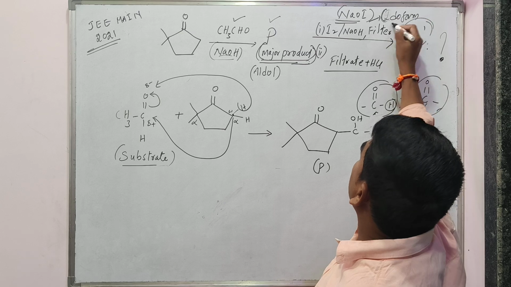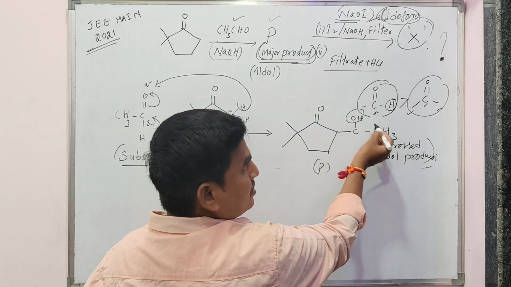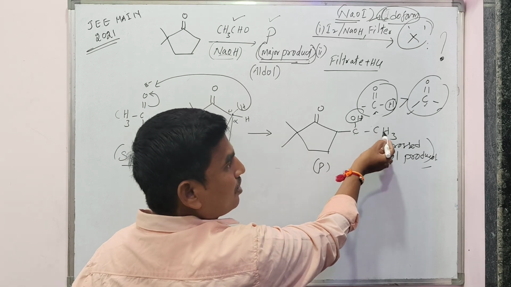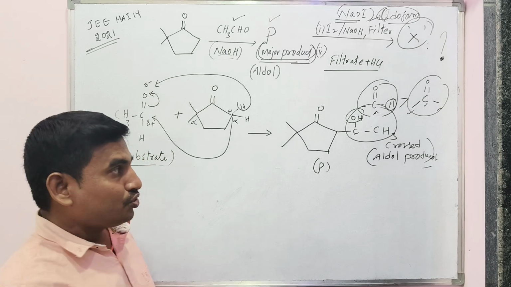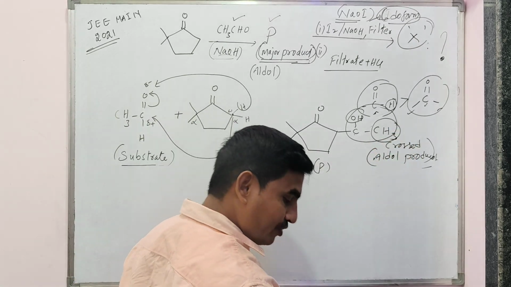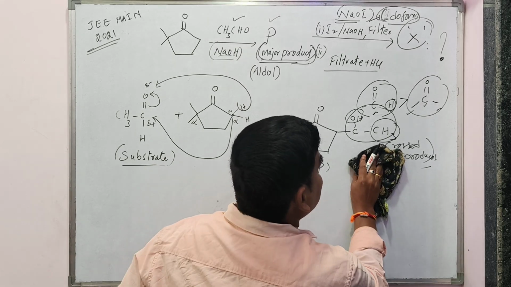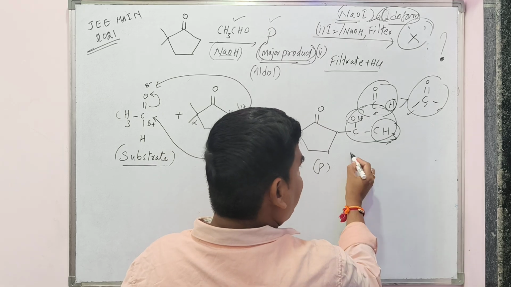It is an iodoform reaction. Iodoform reaction means a secondary alcohol with a methyl group. This group gives the iodoform reaction. But which group is converted into iodoform here? This methyl carbon is converted into iodoform. Right? The methyl group is converted into iodoform.